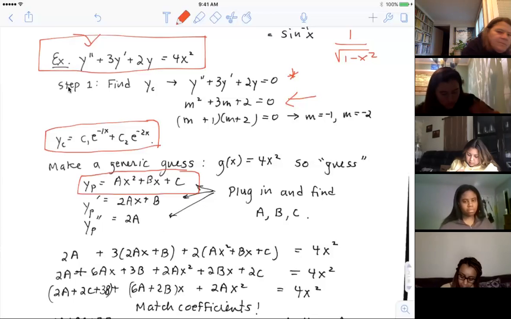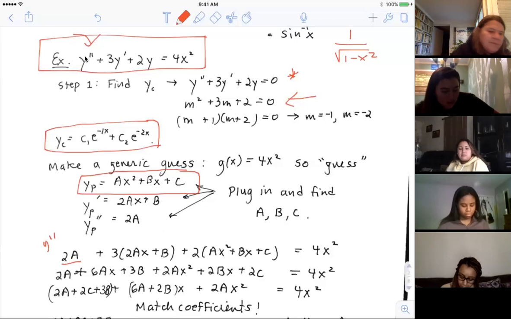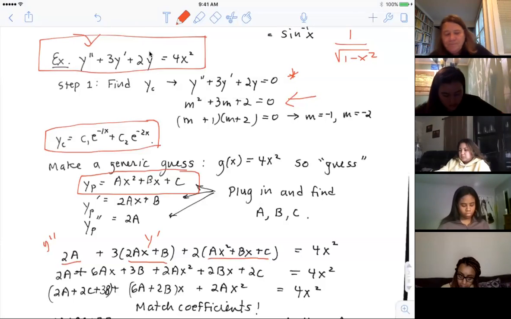Y double prime, the first one here, y double prime was 2a, so that's what that thing is, y double prime, plus 3 times y prime, there's the 3, that's the y prime, plus 2 times y, there's the 2, and there's the y right there, all right? And that needs to be equal to 4x squared.